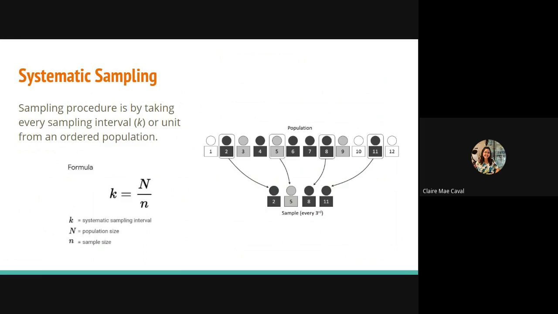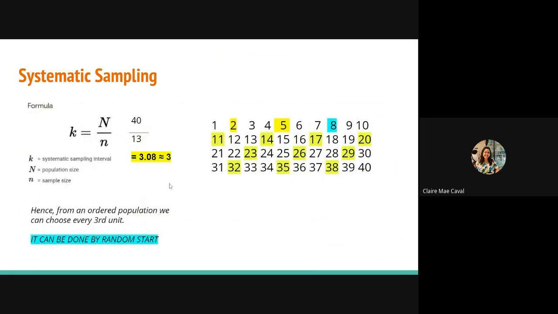Next is systematic sampling. The sampling procedure is by taking every sampling interval or unit from an ordered population. So may formula dito. K is the sampling interval, which is equal to N, capital N, that's the population size, divided by small n, that's the sample size. So let's proceed. This is the formula again.